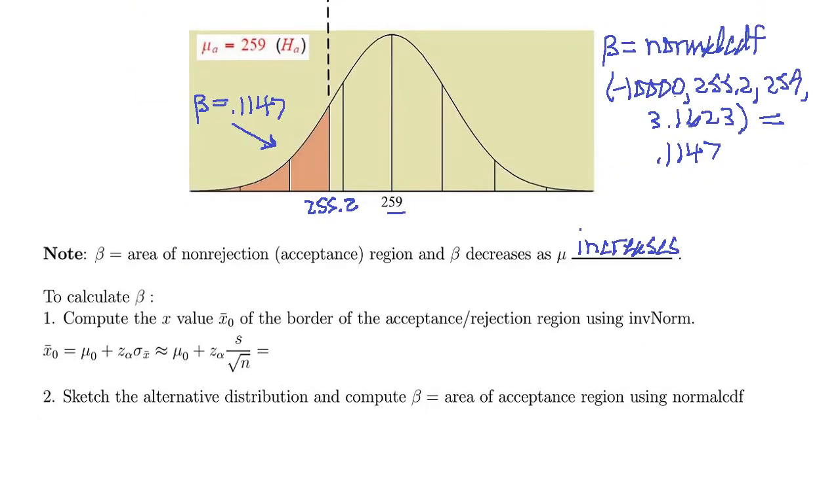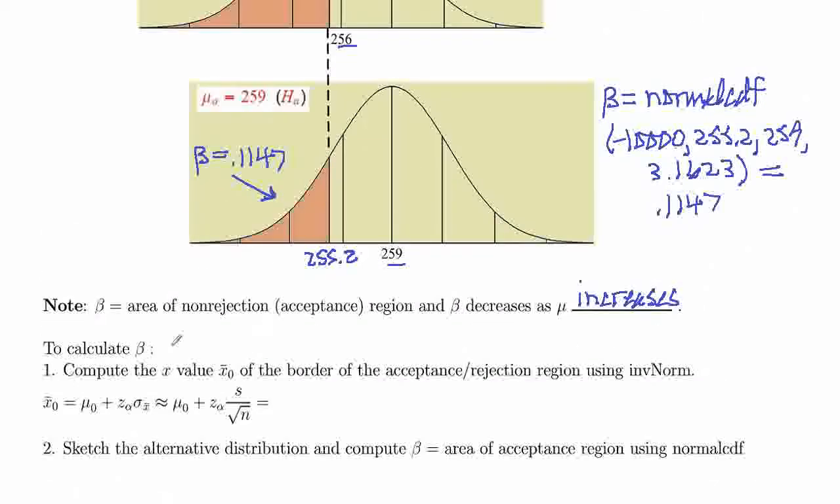So here's our general steps to compute beta. We compute the x value, x0, at the border of the acceptance rejection region using the inverse norm. So this is really mu0 plus our z alpha times s over square root of n. So this will be inverse norm in general.